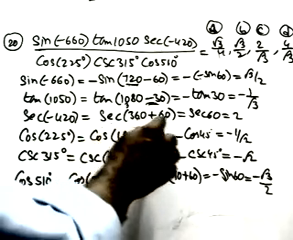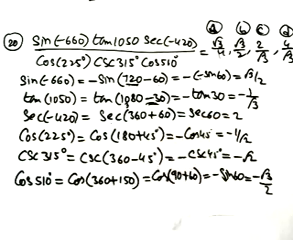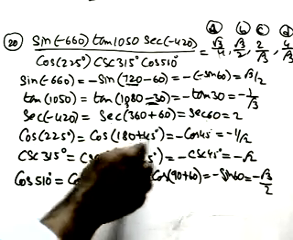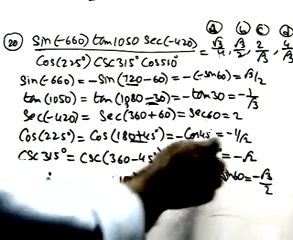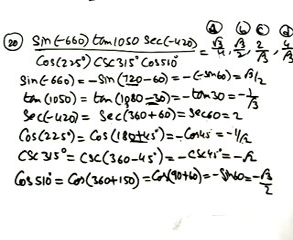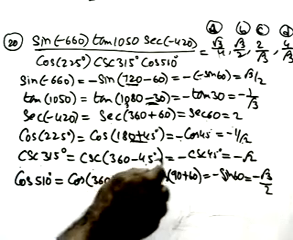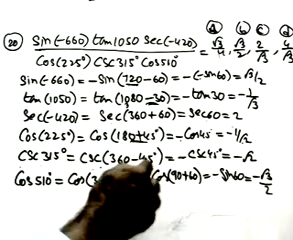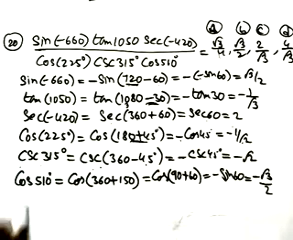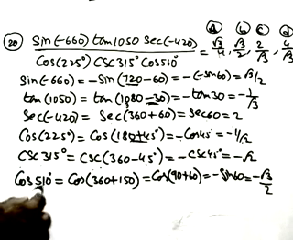420 can be written as 360 plus 60. Now secant 360 plus theta is secant theta. Secant 60 is 2. Now cos 225 is cos of 180 plus 45. Third quadrant, cos is minus. Cos 45 is 1 by root 2. And cosec 315 is 360 minus 45. Fourth quadrant, cosec is minus. Cosec 45 degrees is root 2.